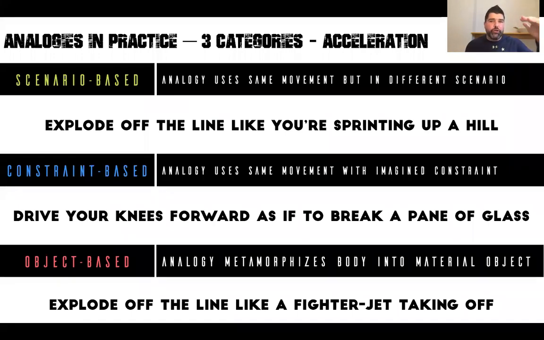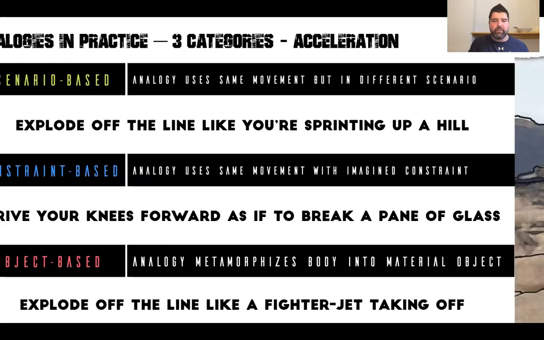And so I think what you'll find is, as you start to look at the analogies you currently use, and most certainly use these three categories as inspiration with the model that we just went through, you'll find that analogies consistently fall into these categories. You take them somewhere else, you bring something to them, or you transform their body altogether. And that gives us scenario, constraint, and object-based analogies.